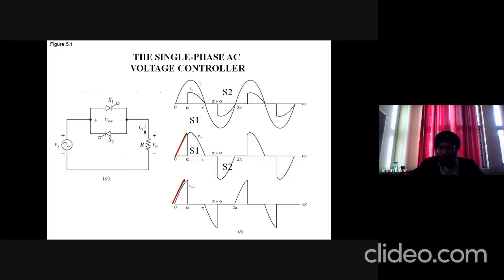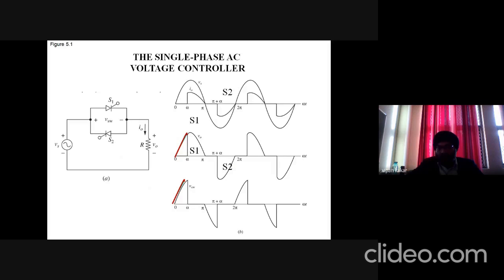Now at angle pi, the negative half cycle starts. And in this negative half cycle, switch S2 will need to be conducting. So S2 starts to conduct after angle alpha, as denoted here with angle pi plus alpha. So pi is the angle where the negative half cycle starts, and alpha is the firing angle where switch S2 starts to conduct. As soon as the switch S2 starts to conduct, the supply voltage is received at the load voltage, as we can see from here. And then the cycle continues.